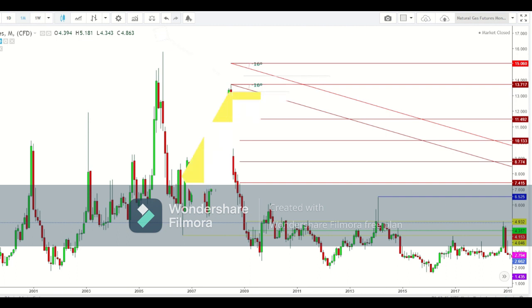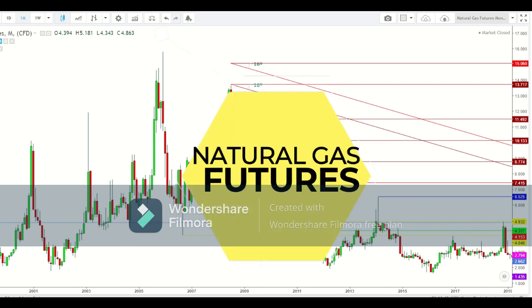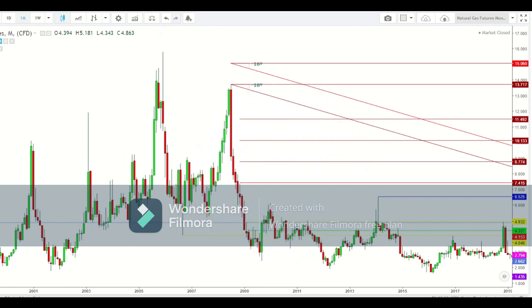So let us start the day to analyze the movements of natural gas futures in different time frames. So friends, here you can see a monthly chart of natural gas futures. So here you can see how the natural gas futures have tested some peaks.